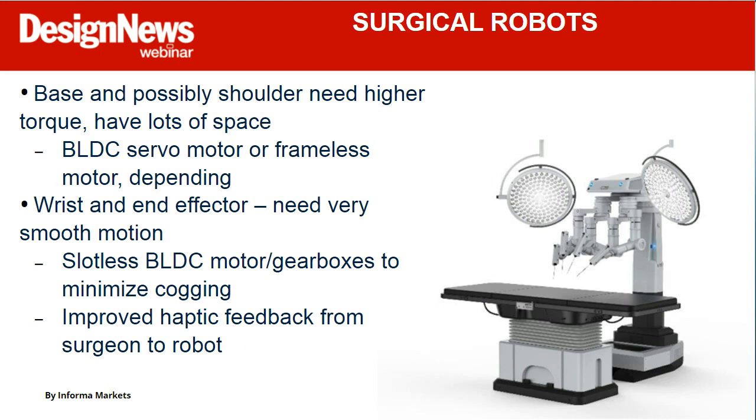Again, your base and your shoulder, higher torque, so maybe you're doing BLDC, maybe frameless. Your wrist and your end effector, that's where you're going to need really smooth motion. So that's where we're going to want to look at maybe slotless BLDC to minimize cogging, because we've got that haptic feedback we're trying to get from the surgeon to the robot. So that's where you're going to get the optimal performance.